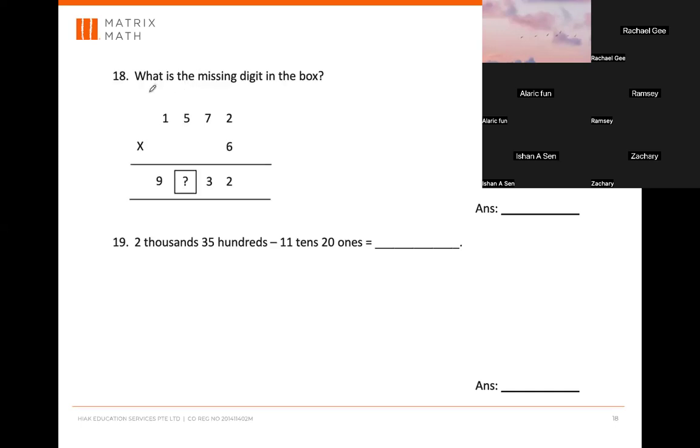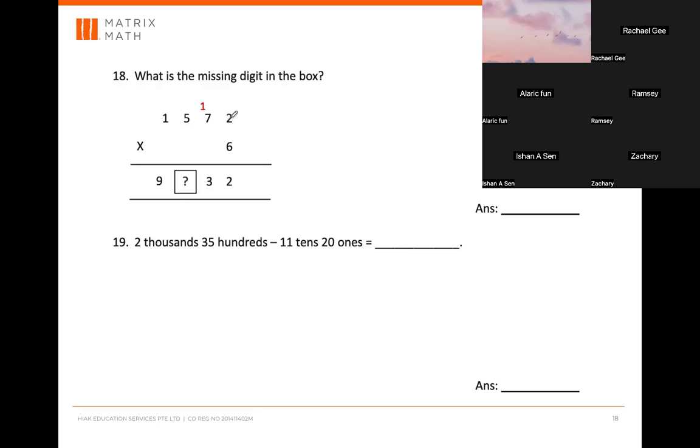Question 18. What is the missing digit in the box? 1,572 times 6 gives you a certain number. So I need to find this missing number here. So how do I do it? You can always start by multiplying them.